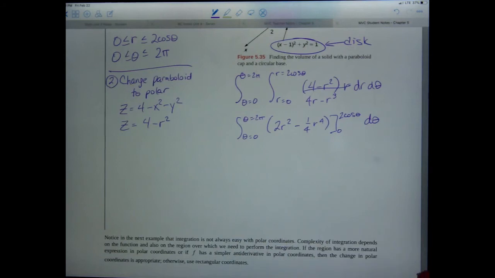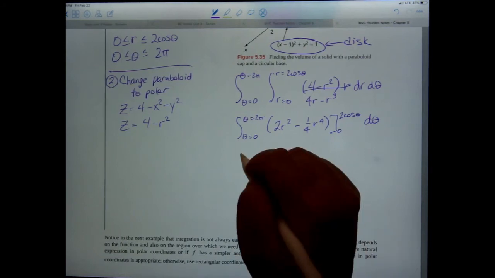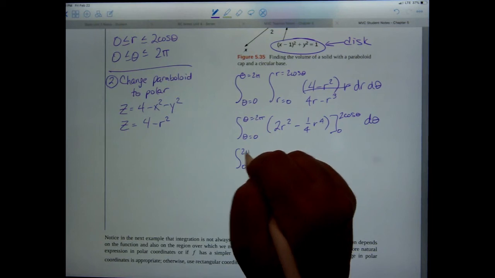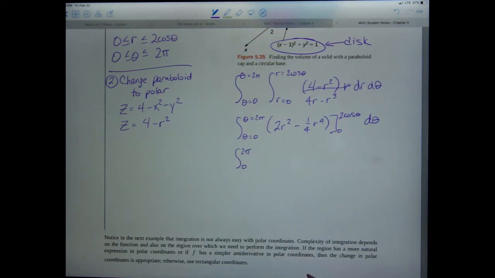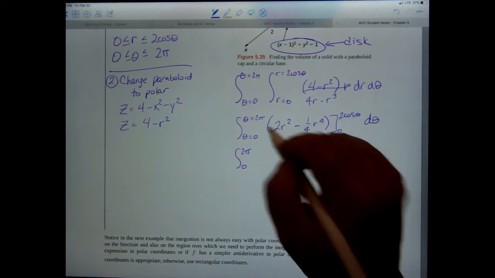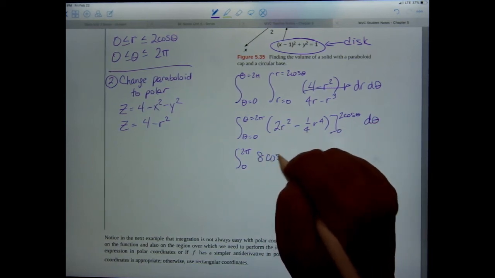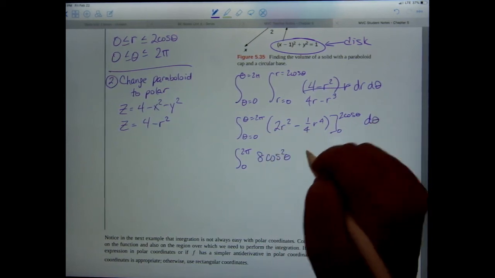So this is now 0 to 2 pi. When I plug in r to be 2 cosine theta, what is my coefficient in the front going to be? Right, 8. 2 squared times 2 is 8 cosine squared theta minus 1/4 cosine theta to the 4th.